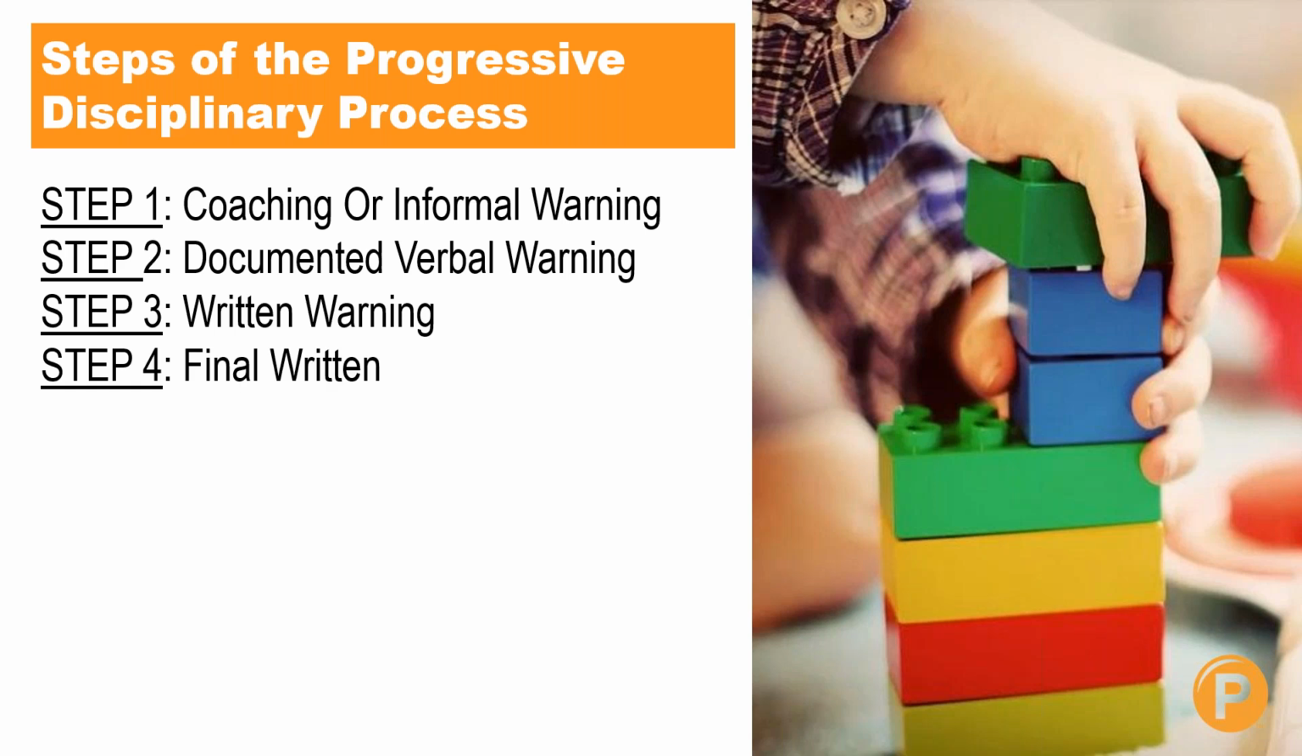Step 4 is their final written warning, meaning that they need to change their behaviors and comply. Otherwise, the next step will be termination. And then finally, step 5 is termination, where they are let go for failing to correct their behaviors. So that is kind of the main process for the progressive disciplinary actions.